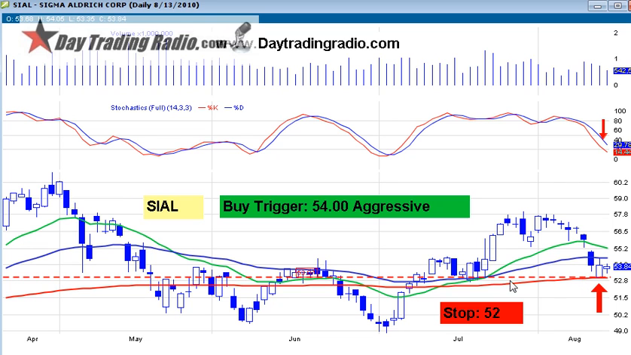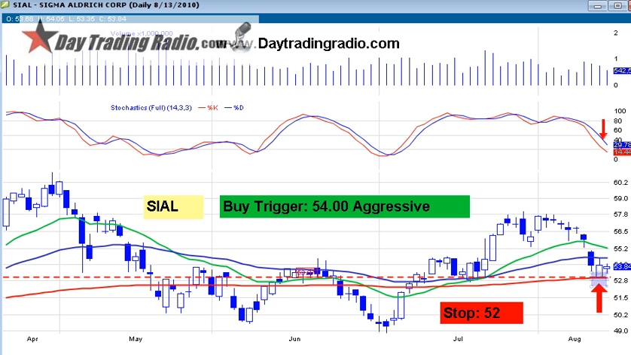What I want to do is bring these setups to you at the best probable areas. All right, so this is a very good area down here, right around this level. If we get that confirmation crossover and the momentum building back up, this will really confirm this trend, and game will be on here on SIAL. So that's a good setup to watch here.